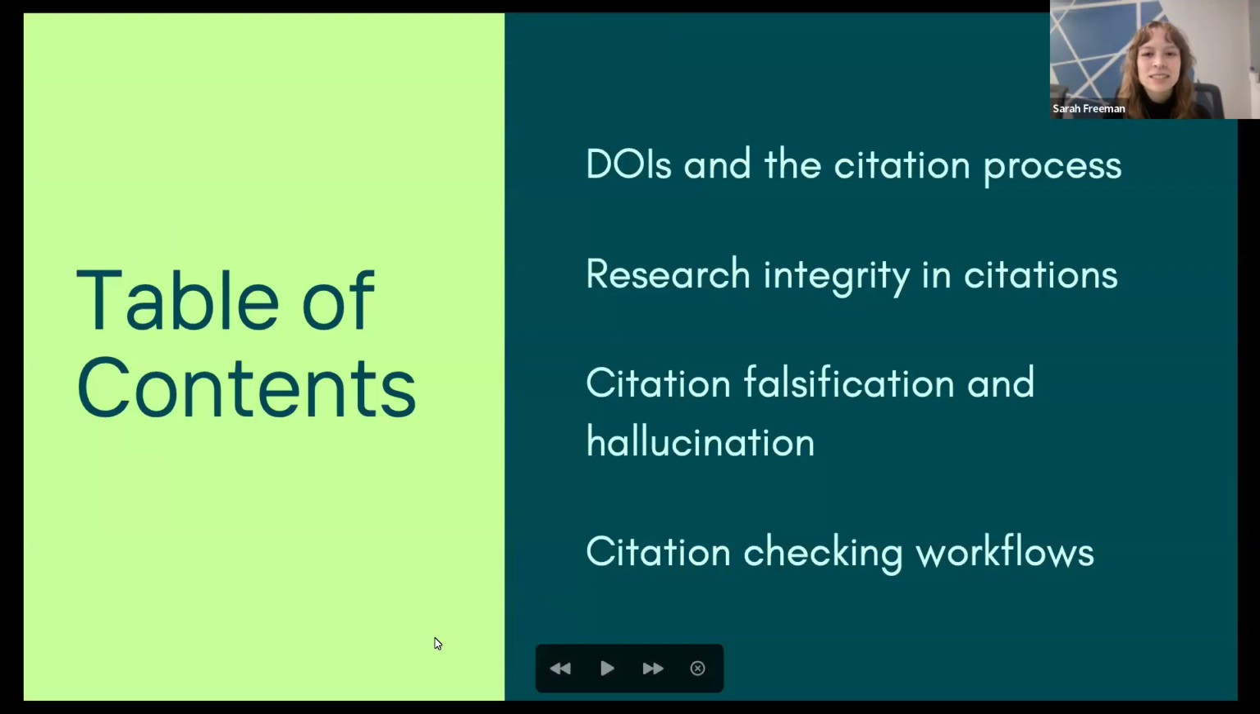So today we're going to be discussing a little bit about DOIs in the citation process. This is really important because we're talking about a DOI-based citation verification tool, so it's important to have a bit of context there. We'll touch on research integrity, we'll talk a bit about falsification, hallucinations as well, and then we'll get into a demo and discuss some workflows for citation checking.